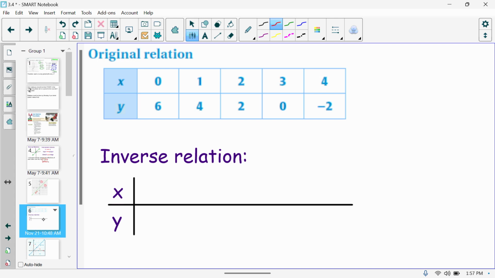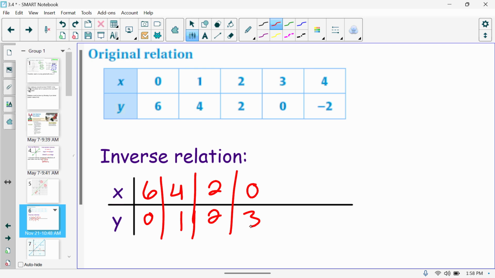Based on our definition, an inverse function is going to switch the x and y. See how the first point in our relation is (0, 6)? So its inverse would be the point (6, 0). If we have (1, 4), the inverse is going to be (4, 1). You're literally just switching the x and y. If you have (2, 2), when you switch it, it's still going to be (2, 2). If you have the point (3, 0), when you switch the x and y it will be (0, 3). And when you have (4, -2), if you switch it, you're going to get (-2, 4).